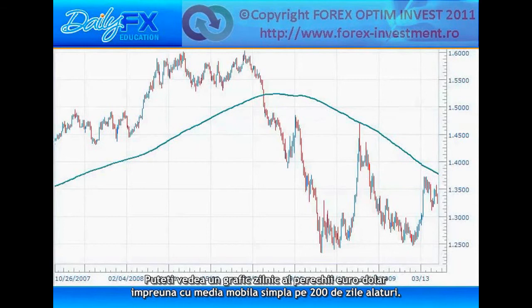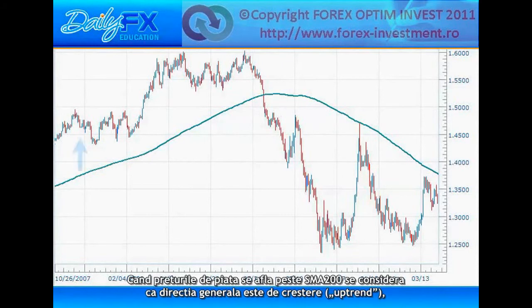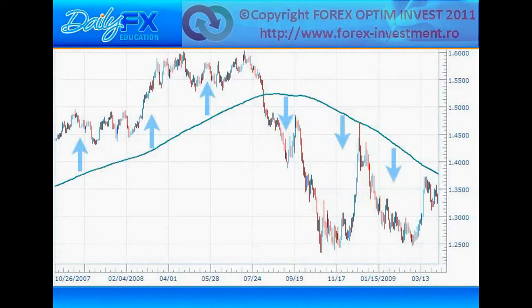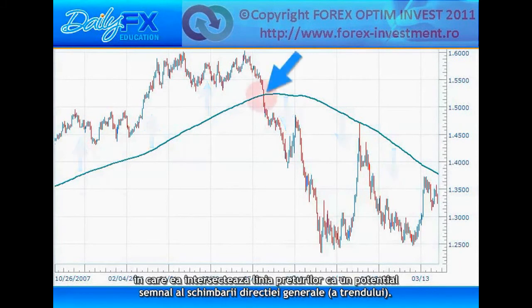Here's a daily chart of the euro-dollar with a 200-day simple moving average plotted on it. This chart shows how market participants will use the SMA in their trading. When the market is trading above the 200-day SMA, the market is considered to be in an uptrend. When the market is trading below the 200-day SMA, the market is considered to be in a downtrend. So traders will keep an eye on this SMA and note when the market moves through it as an indication of potential trend change.